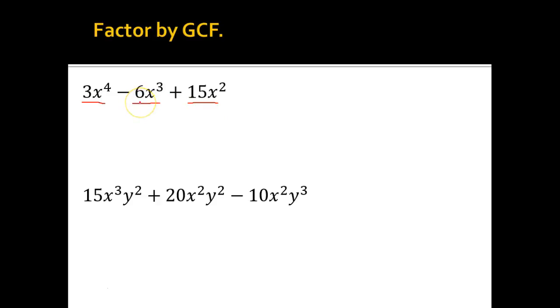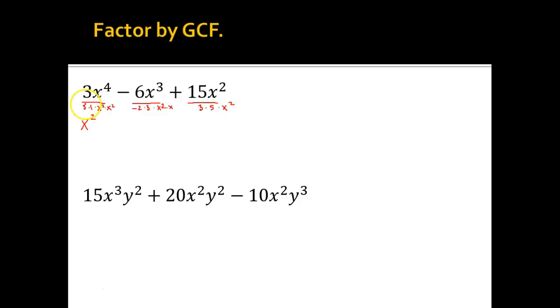I hope that when you look at this, you can say they all have an x squared in common. That's very true. But they also all have a factor of 3 in them. Hopefully you can see that 3 is 3 times 1, and the x to the 4th is really x squared times x squared. Then 6x cubed is negative 2 times 3, and x cubed is x squared times x to the 1st power. And then 15 is 3 times 5, times the x squared.